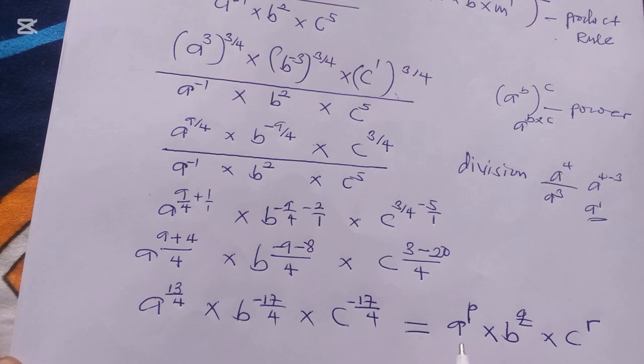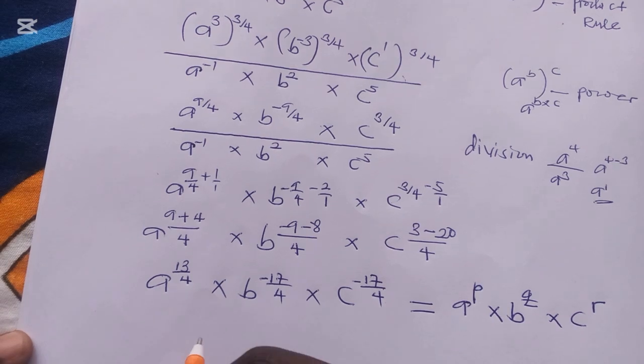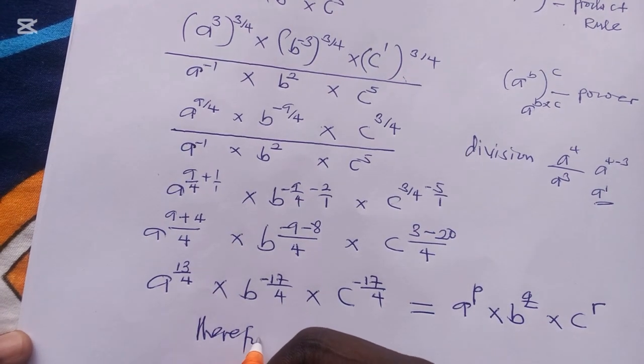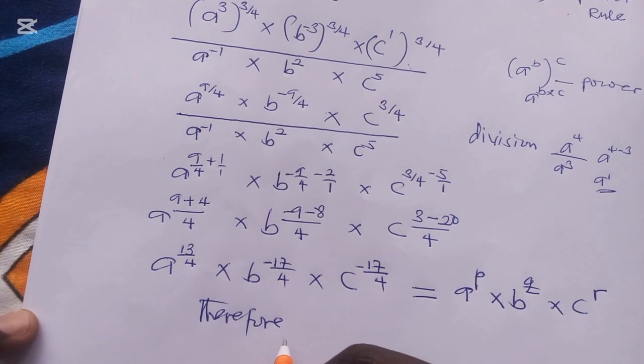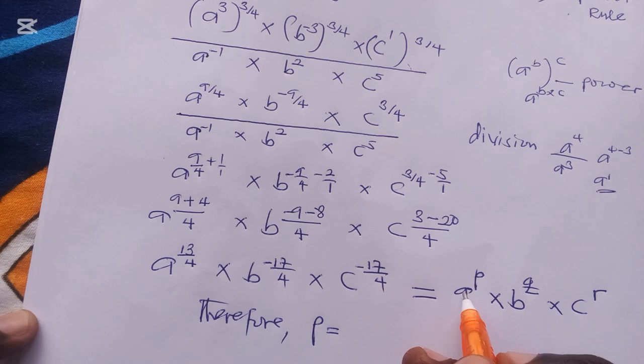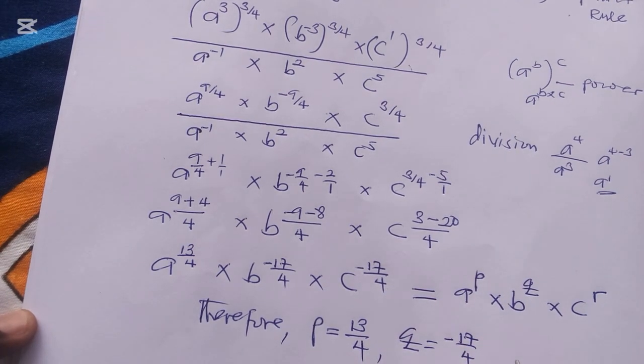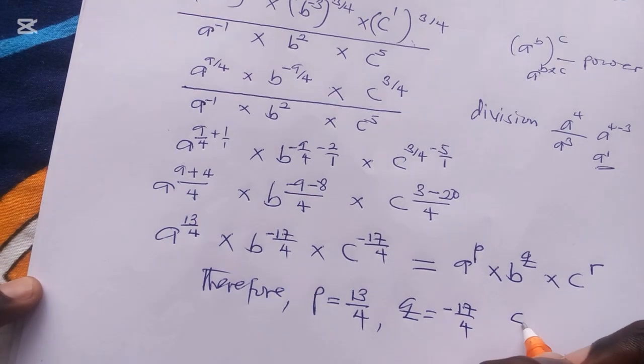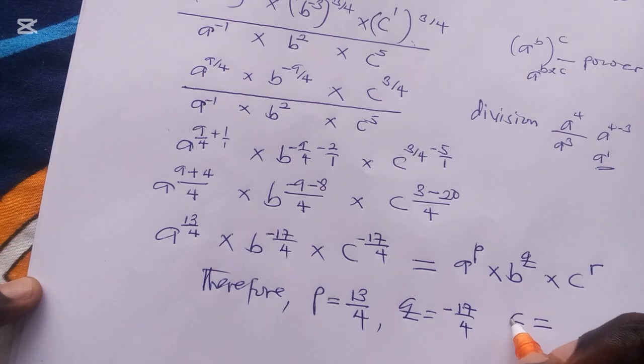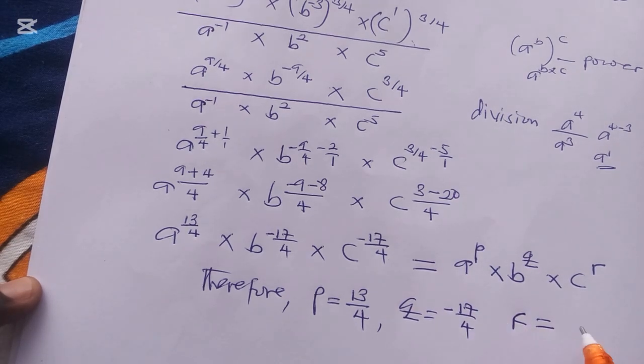So now if you are comparing them, therefore the value of p becomes, comparing a raised to the power p and a raised to the power 13 over 4, the value of p becomes 13 upon 4, and the value of q becomes minus 17 divided by 4, and the value of r becomes minus 17 divided by 4.